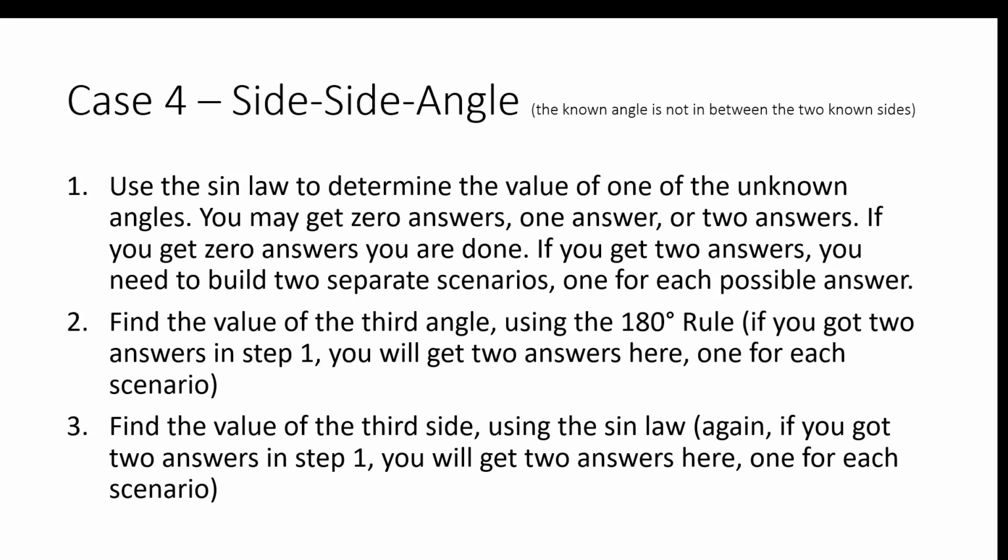So if you are in a 1 answer or 2 answer scenario, you've got 2 of the angles. Find the value of the third angle using the 180 rule, and then find the value of the third side using the sine law. And if you have a situation where in step 1 you got 2 valid answers, you'll have to do step 2 and step 3 twice, once for each triangle.